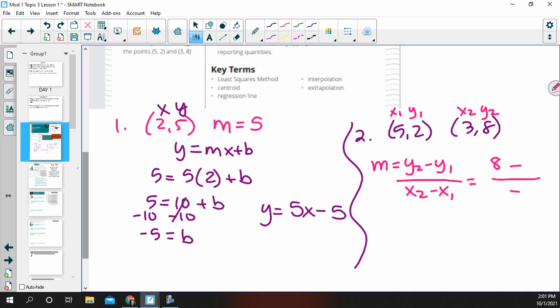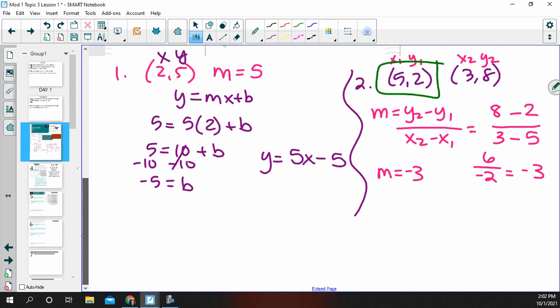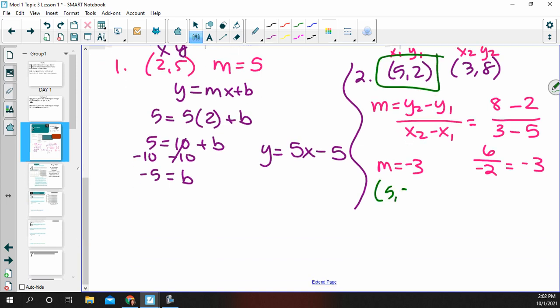My y2 is 8, my y1 is 2, x2 is 3, x1 is 5. So 8 minus 2 gets me to 6. 3 minus 5 gets me to negative 2. I'm going to divide them, I get negative 3. Okay, so I have a slope. Again, that's not a full equation. So I'm going to pick a point. Then we're back to what we were doing for number 1. I have my slope and I have my point. It doesn't matter which point you pick. It's going to give you the same answer regardless.